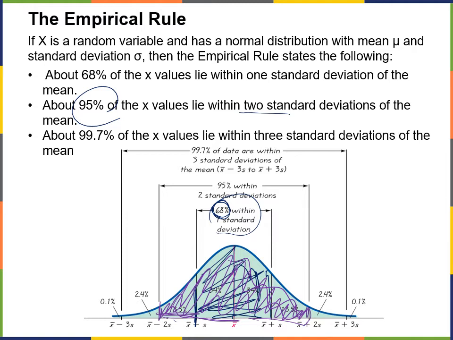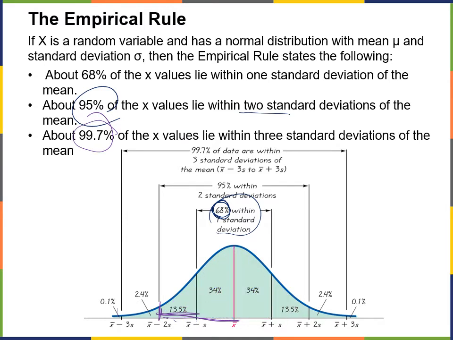We said, back when we talked about standard deviation, that most of our data should be within two standard deviations away from the mean, regardless of the distribution. And specifically for normal distributions, 95% of your data should be in that two standard deviation window. And that's, again, what the empirical rule is stating. And for three standard deviations, 99.7% should be in that space.